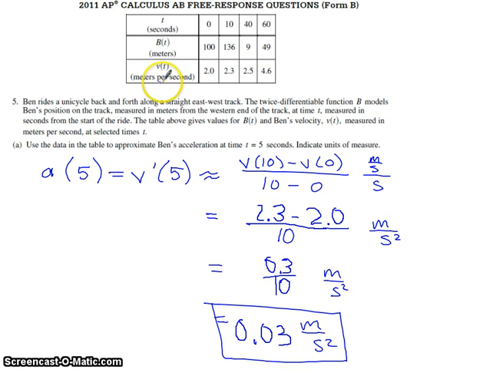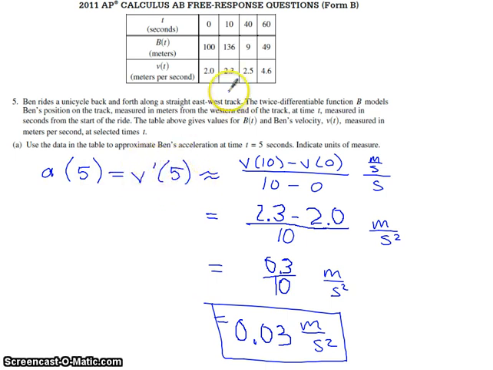This person's velocity, measured in meters per second, was also measured at various values of t. And what we're asked to do in part A is estimate this person's acceleration at t equals 5 seconds. So basically we're looking for A of 5. And if you recognize that acceleration is the rate of change of velocity, or the derivative of velocity, we basically just want an estimate for v prime of 5.